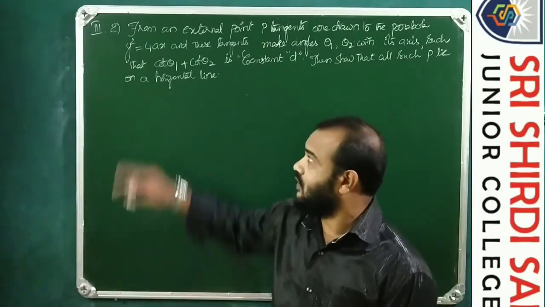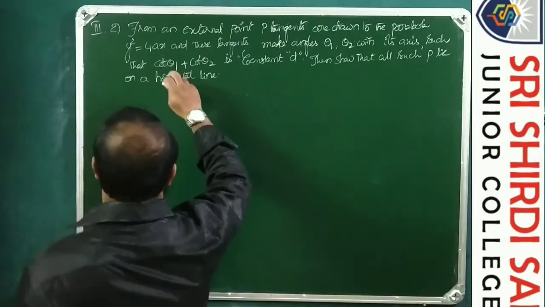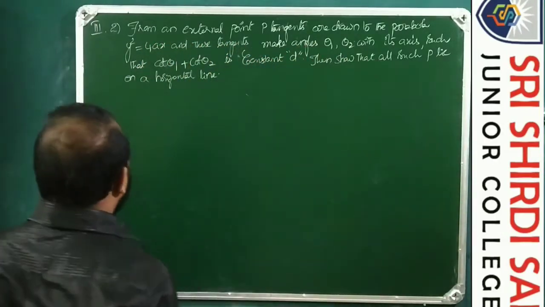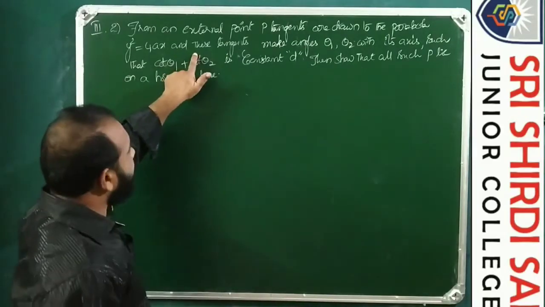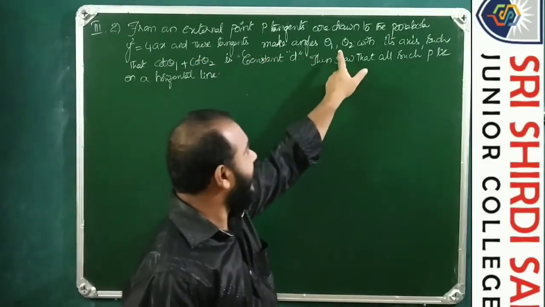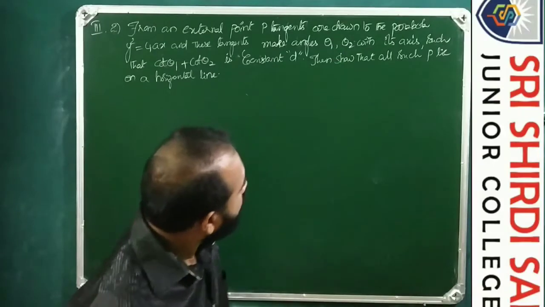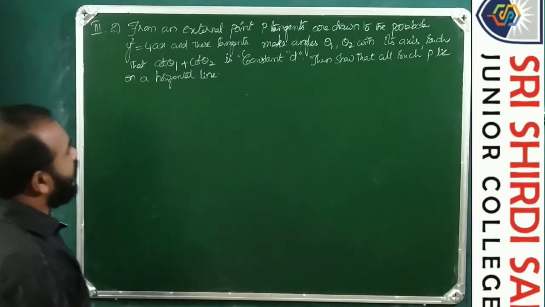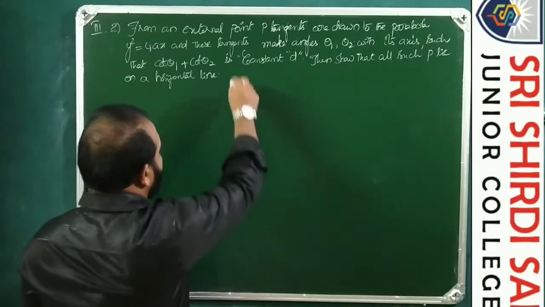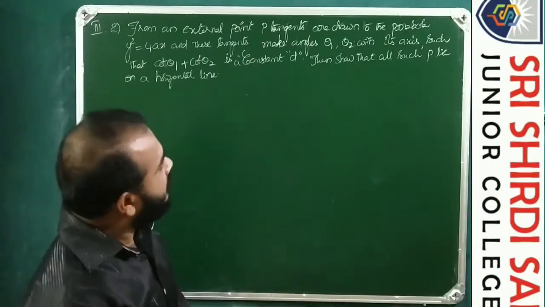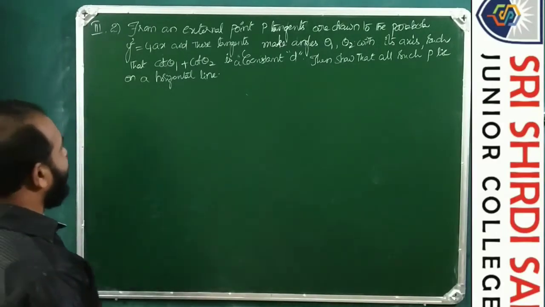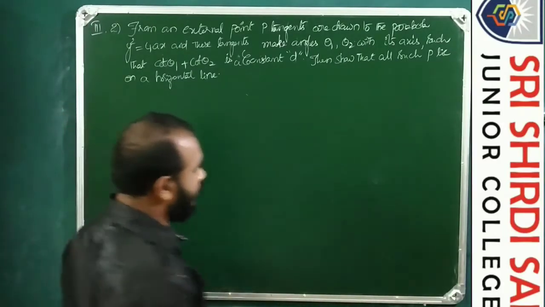This is the second question in which he is telling that from an external point P, tangents are drawn to the parabola y square equals to 4ax, and these tangents make angles theta 1, theta 2 with its axis such that cot theta 1 plus cot theta 2 is a constant d. Then show that all such P lie on a horizontal line.